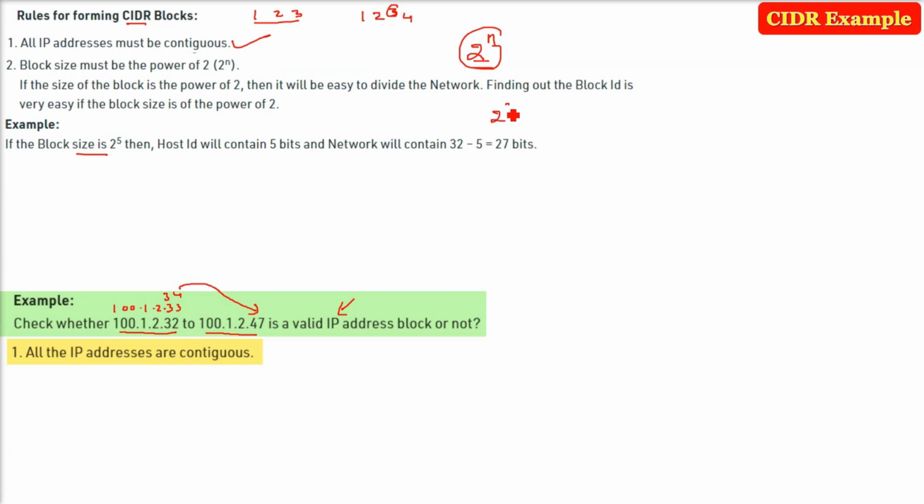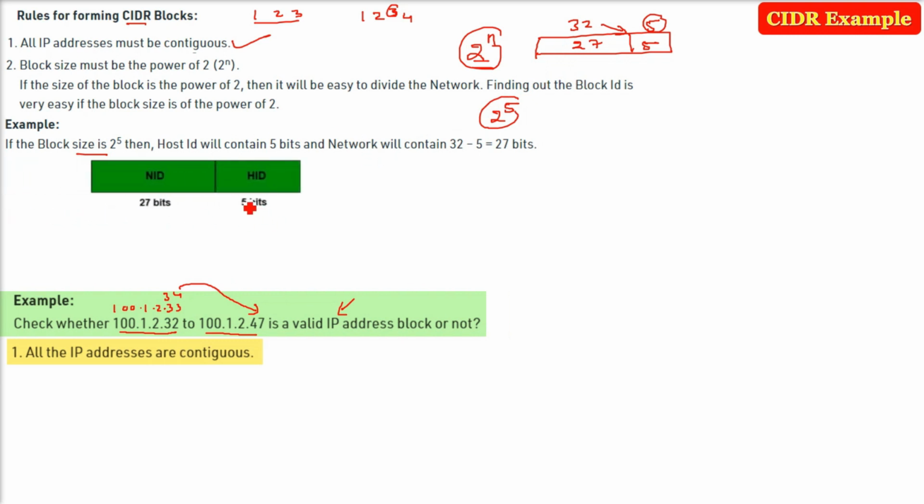So take an example, if you have 2 to the power 5, that is the block size is 2 to the power 5, that is the host ID will contain 5 bits. If you take a 32-bit address, the last 5 bits will be the block size. So if 5 bits are host bits, how many network bits will be there? 32 minus 5 will give you 27. So 27 network bits and these 5 are for the host bits. So this is how this will be formed. And this is a power of 2. That is very important in this CIDR.